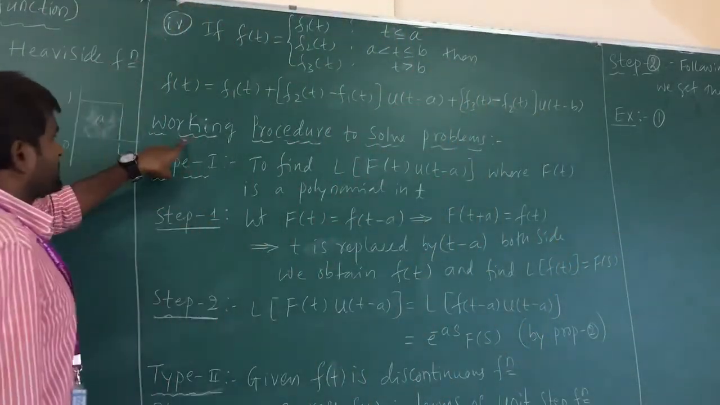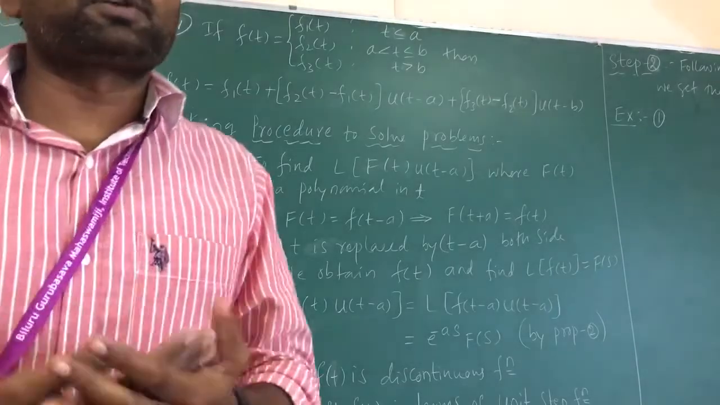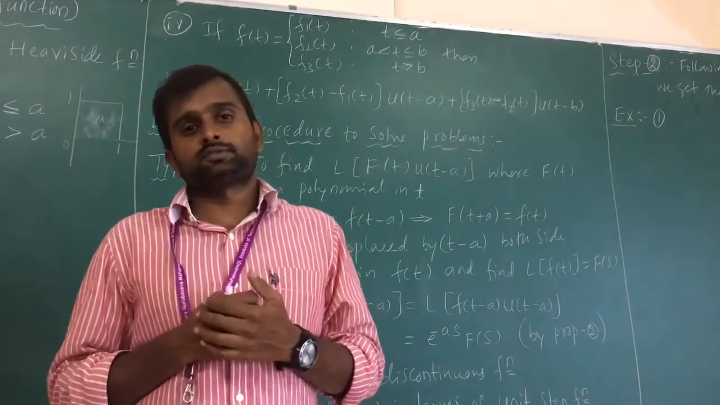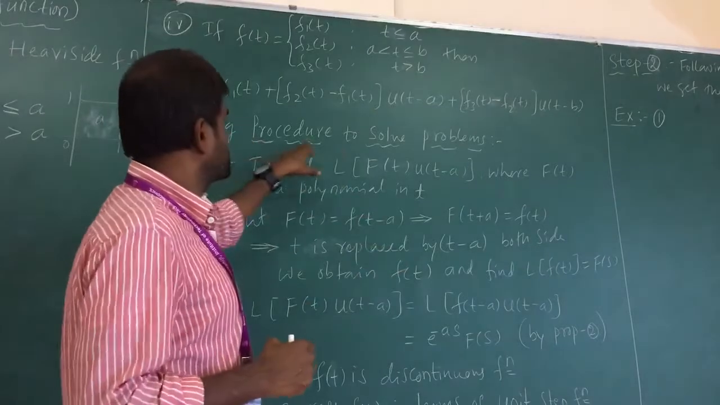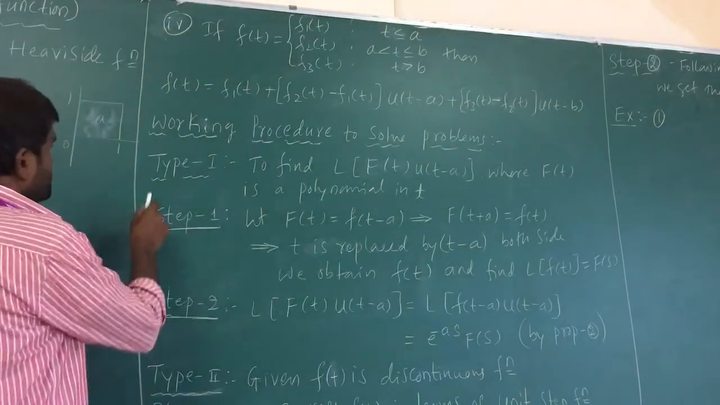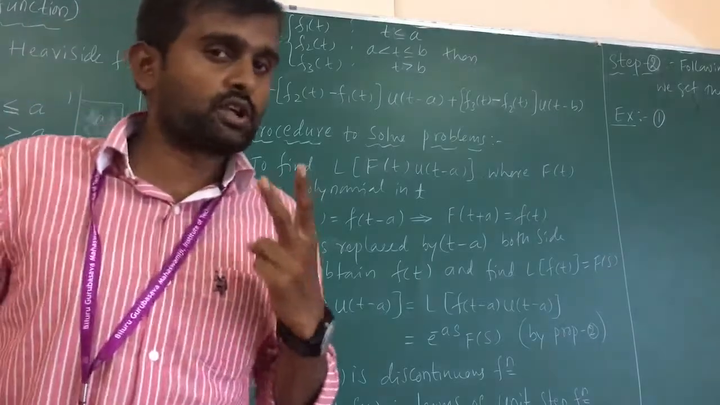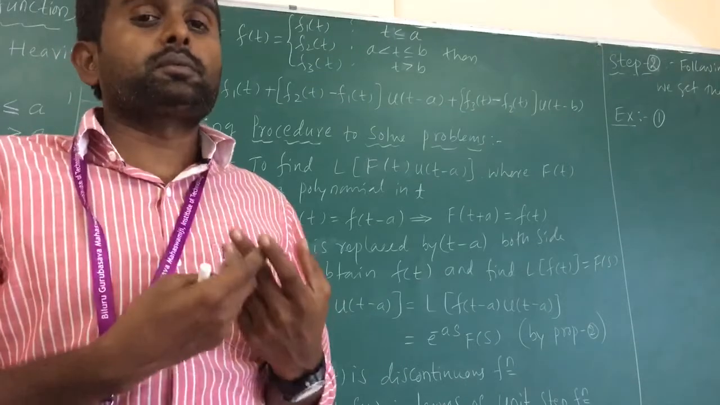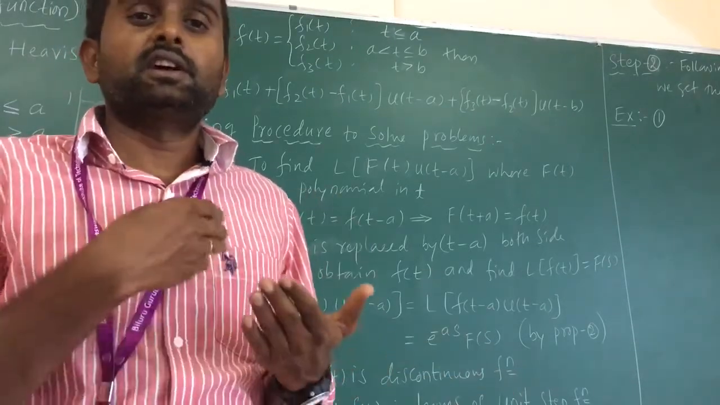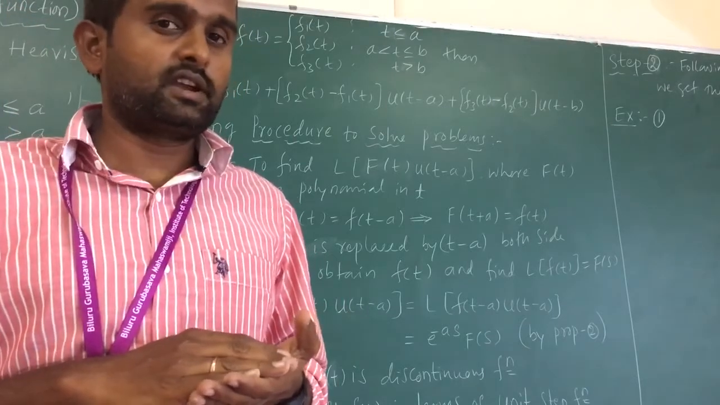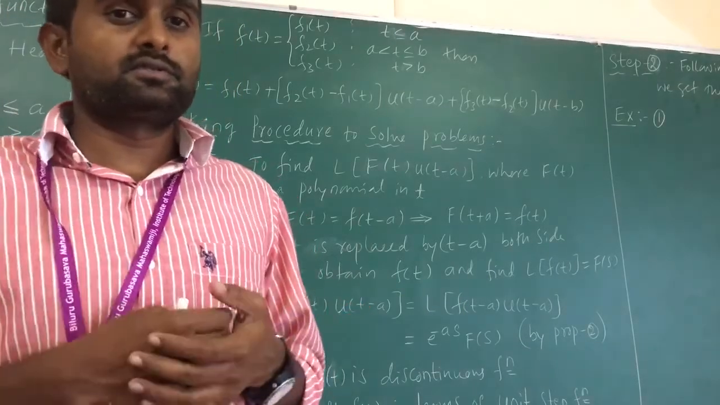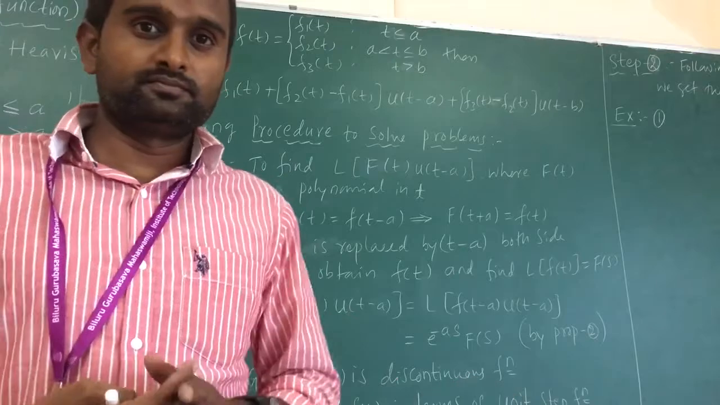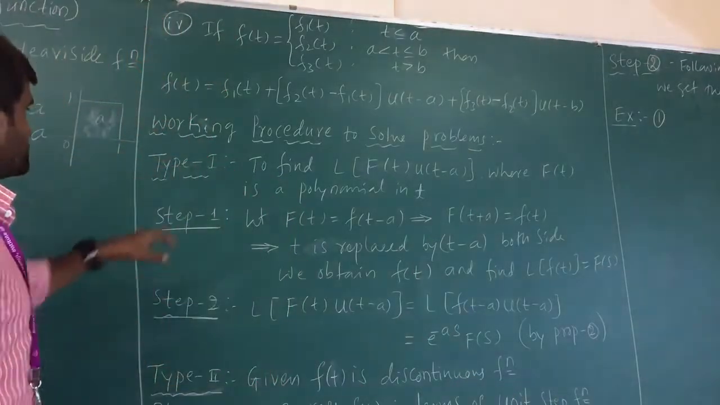Now let us see how to solve the problems, the working procedure to solve problems. Here we have two types. Type 1: if it is a continuous function or a polynomial in t, solve directly using the properties. If you have a discontinuous function, go for type 2. Now let's see type 1.